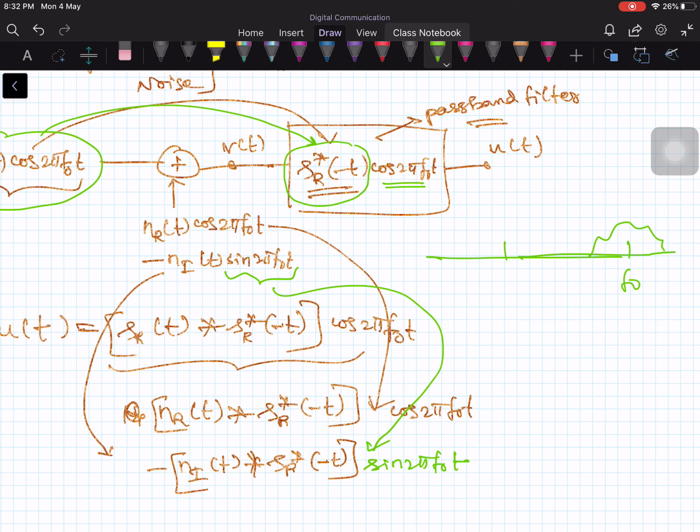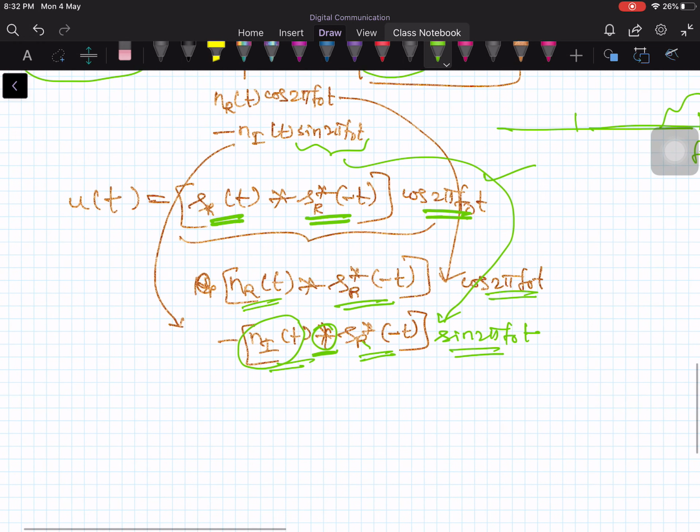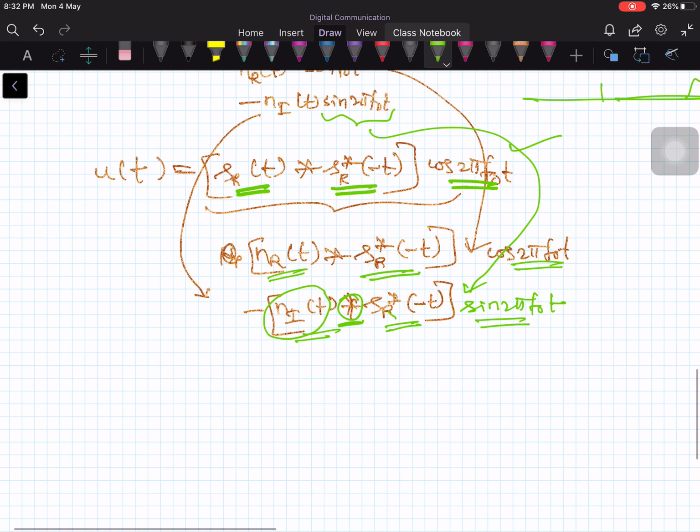Therefore, you take the conjugate of the baseband pulse and the impulse response of the matched filter and multiply by the carrier frequency cos of 2 pi f naught t. And here the real part of the noise n sub r of t convolved with the impulse response of the matched filter and the carrier frequency cos of 2 pi f naught t. And here the quadrature noise component n sub I of t convolved with the s sub r conjugate of minus t, and the carrier frequency sine of 2 pi f naught t. That's how the output comes. This I already discussed at length in one of the previous lectures.